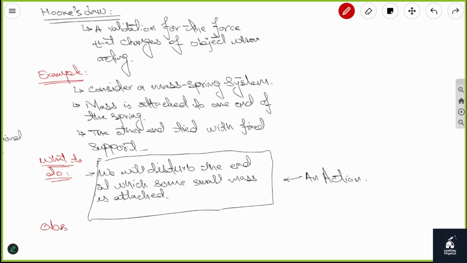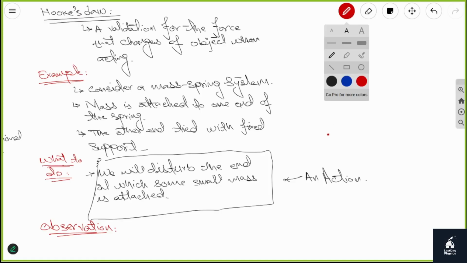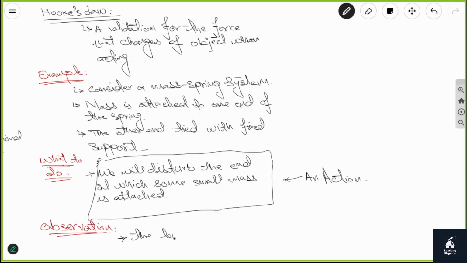The length of the spring will change, because when you disturb it, the spring will either extend or get compressed. So either it will extend or it should get compressed. So the original length must change. The observation: the length of the spring will change.